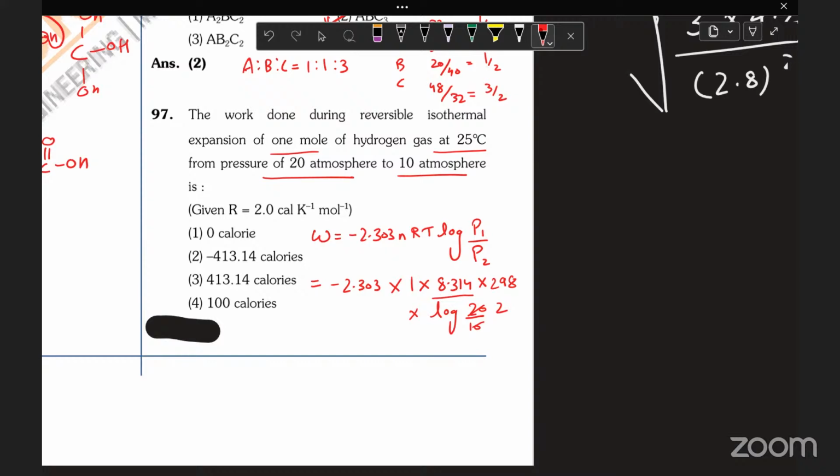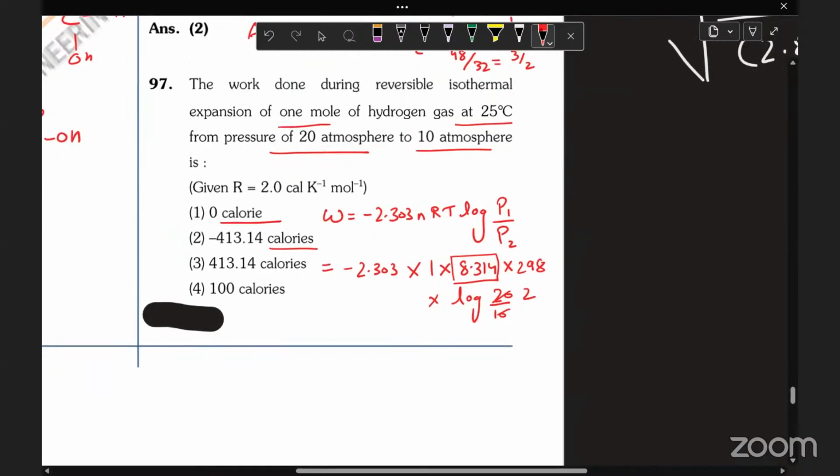The value of R I have put in joule per Kelvin per mole. Whereas if you look at the options, calorie, calorie, calorie, calorie. So the value of R has to be put in calorie. So let me just remove it from here. This value has to be 2. Now if you solve this, the answer will for sure come out negative.